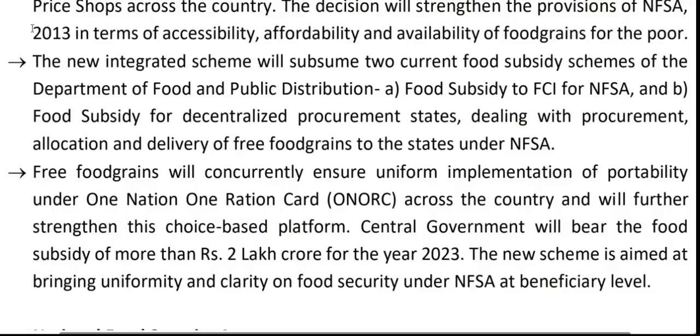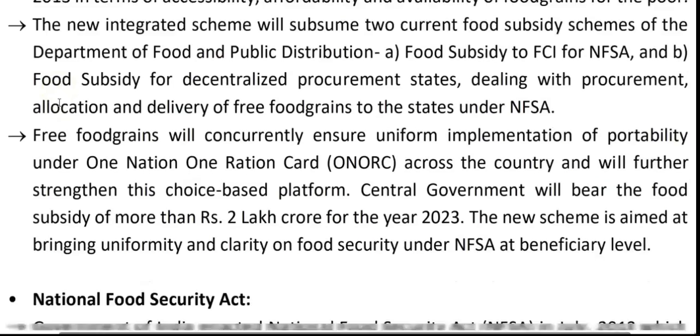Using this, a beneficiary who migrates from one place to another can buy subsidized food grains from the fair price shop located in the destination city. The beneficiary will be identified through biometric authentication or electronic point of sale. These are the details you can go and check for the One Nation, One Ration Card characteristics.